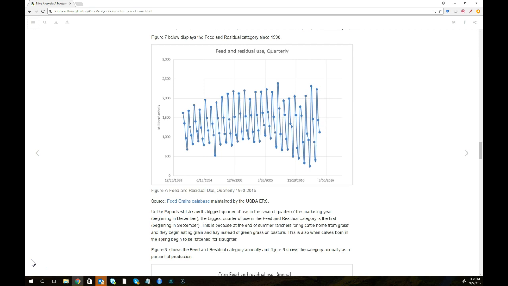So we see highest levels of this feed category in the second quarter of the year, beginning in December. And so if we examine this peak, for example, this would be the summer quarter before the quarter that starts in December. And then this fourth one down here would be summer again, when most of the herd is out to pasture, eating grass, and not eating hay or grain.